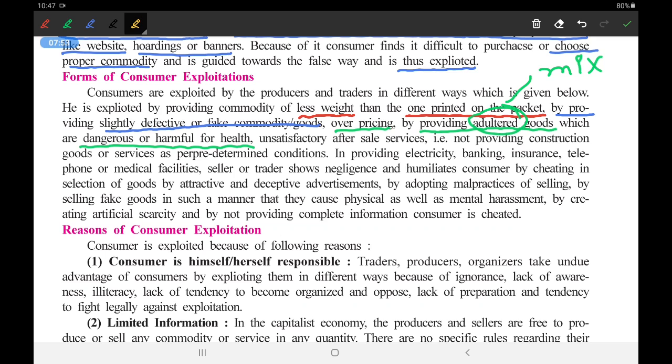Next is unsatisfactory after sales service. Once you have bought the product, the after sales service is not good. So these are some of the ways in which the consumers are exploited. That is, not providing proper goods or services as per the predetermined conditions. They have told you something, that we will be providing you free services and all other things, but they don't provide them once you have purchased the thing. So, not providing the predetermined conditions.